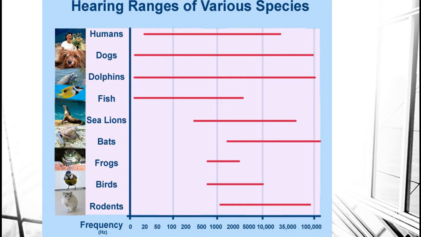So look at dolphins. Dolphins and dogs are very similar, almost exactly the same, I think, right? They both have a higher range than humans do. Notice fish, they don't have as high a range, but they do have a lower range. Sea lions are a little more limited. Bats go way up high. See, so they hear stuff we definitely don't hear. We'll talk about them in a minute and how they use echolocation. Oh, poor frogs. Look at them. They're kind of limited there. And birds and rodents. So we can see.